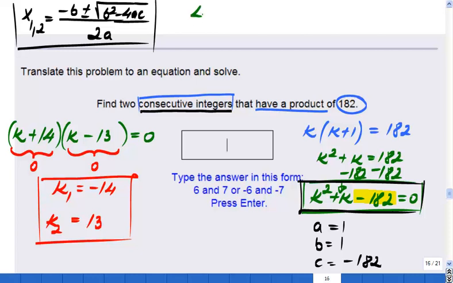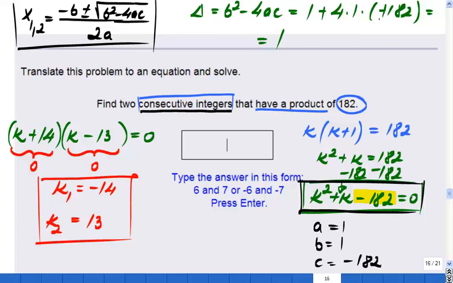182. The first thing when you use quadratic formula is to find your discriminant, which is your b squared minus 4ac. Why am I doing that? Well, because if that's negative, you have no real roots. It has to be 0 or positive. Let's find out. b squared, 1 squared will be 1, minus 4 times 1 times negative 182.